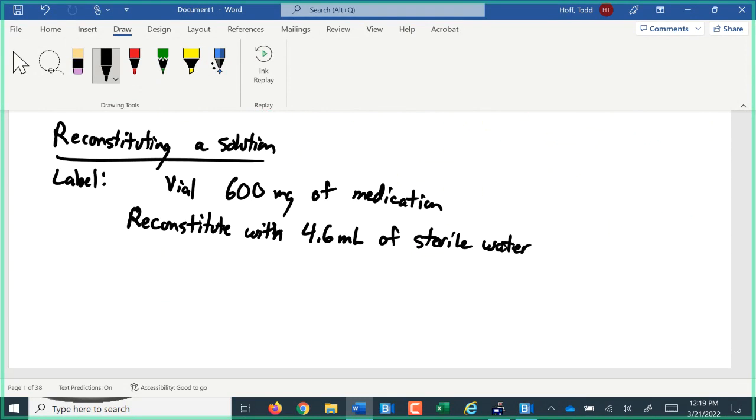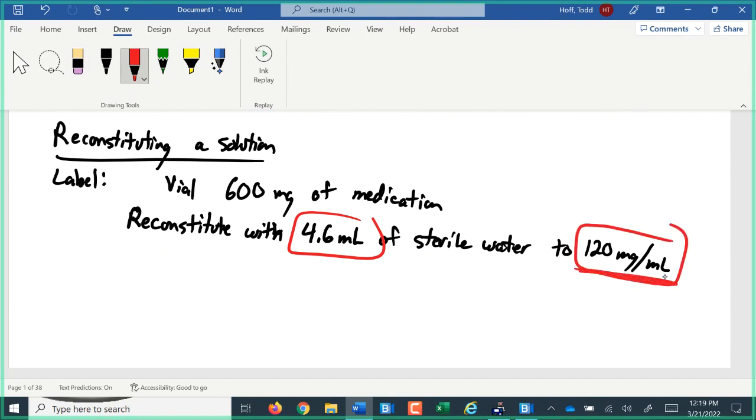So the sterile water, again, just saline or sterilized water, to 120 milligrams per milliliter. So all this is telling you is add 4.6 milliliters of sterile water to this vial. Once it is mixed, it will have a concentration of 120 milligrams per milliliter.